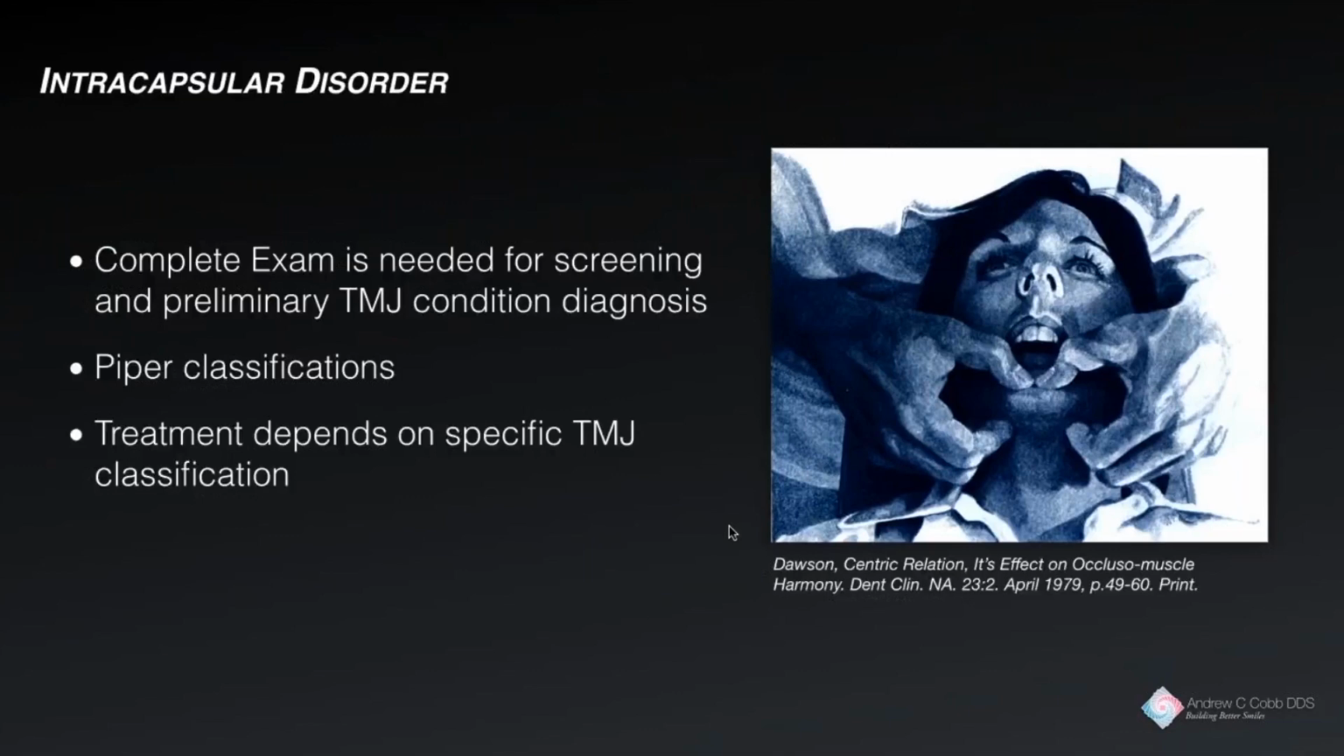We use something called Piper classifications, and really all the Piper classifications are is a way for us to classify what's going on in the joint. I'll show you some images of that here in just a bit. Is it a normal healthy joint? Is it a joint that's partially displaced? The disc is off the lateral pole. Maybe it was an injured joint which is now stable and we can load and the occlusion's not changing.